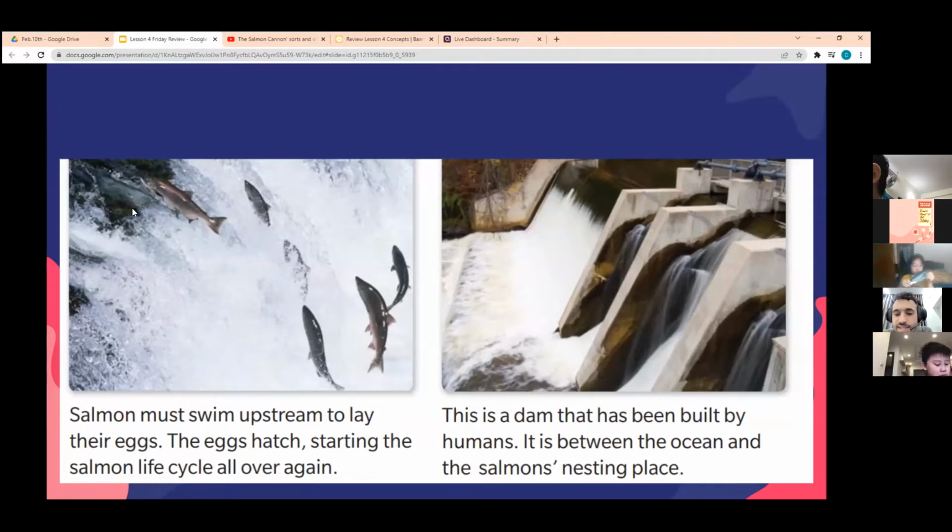Okay, this is a dam that has been built by humans. It is between the ocean and the salmon's nesting place. So humans have caused an issue with the salmon needing to migrate over a large distance to lay their eggs. The dams get in the way.